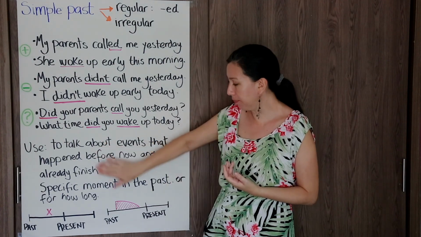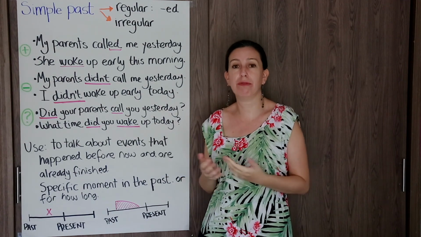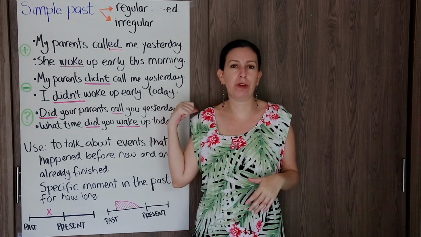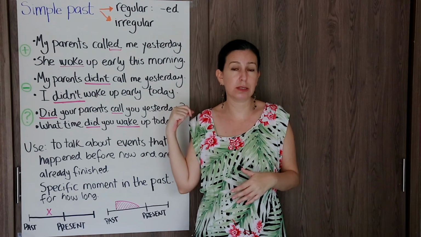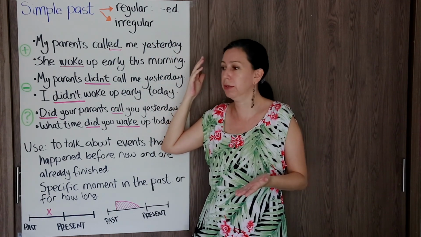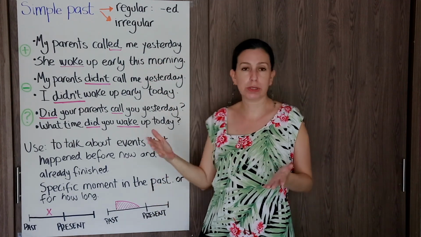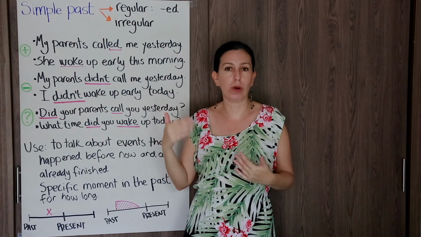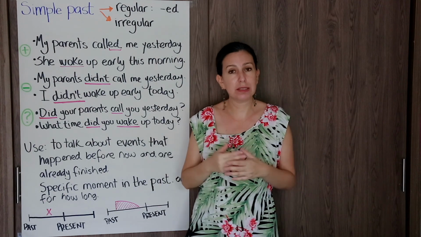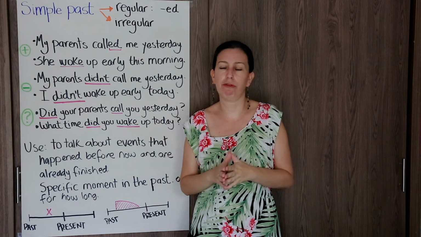So basically, we use the simple past to talk about events or situations that happened before now. It can be a very recent event, or it could happen, I don't know, like 20 years ago, or more. The important thing is that this event happened before now. This event needs to be finished. That's one of the important things here. It needs to be finished.